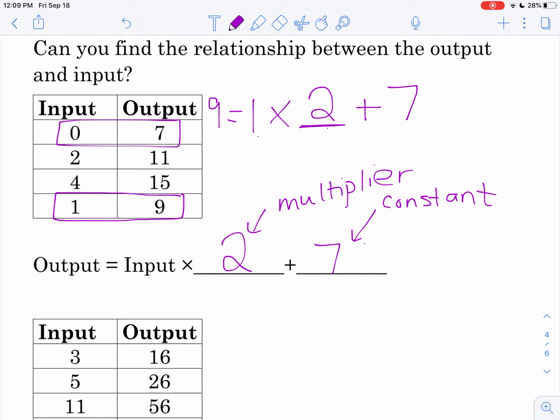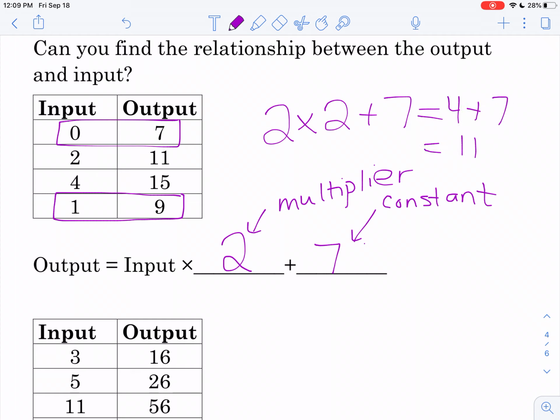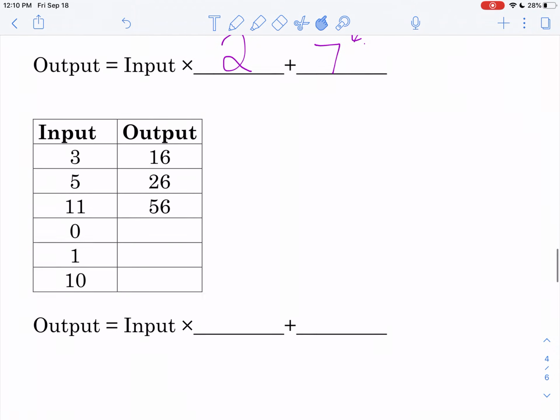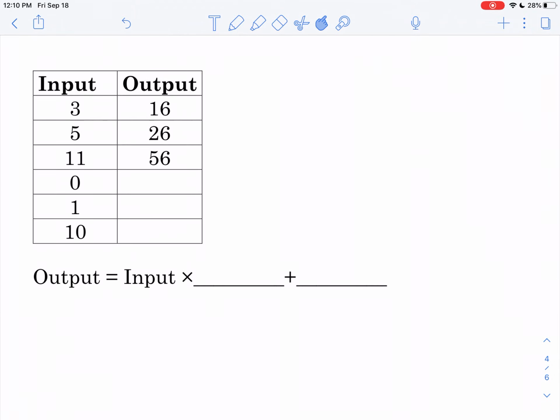Let's try it out on the other values that are given. So when the input is 2, 2 times 2 plus 7 is 4 plus 7, which is 11. So that point works as well. And if we have an input of 4 and we multiply it by 2 and we add 7, 8 plus 7 is 15. So it works for that one also. So our rule has been checked. The multiplier is 2 and the constant is 7. Let's see if we can write a rule for the second table. Pause the video and try it yourself first.